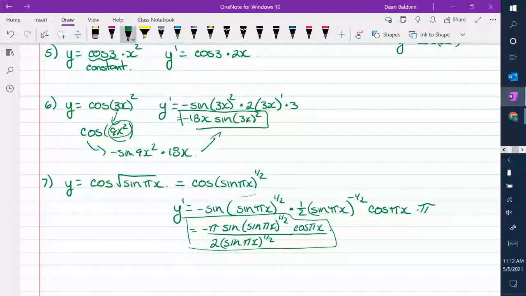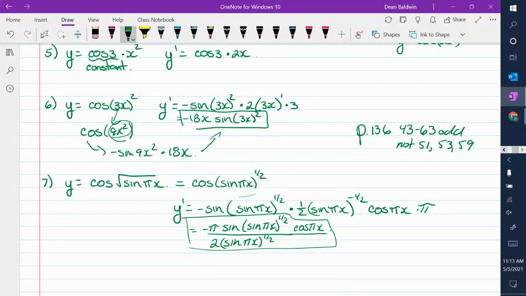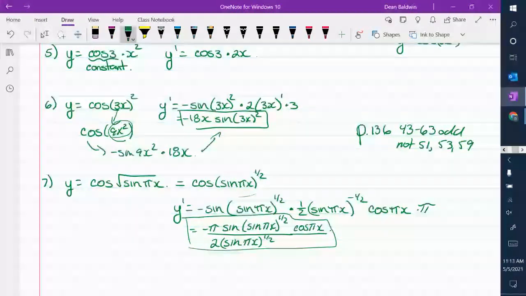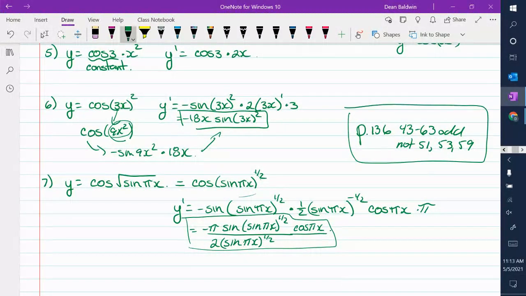Just a few questions. Then we'll do higher order, which will take 2 seconds to do. Page 136, we will do 43 to 63 odd, but not 51, 53, and 59. And I'll quickly do higher order right at the end, which takes like 5 minutes. No quiz tomorrow because we have a shortened class.